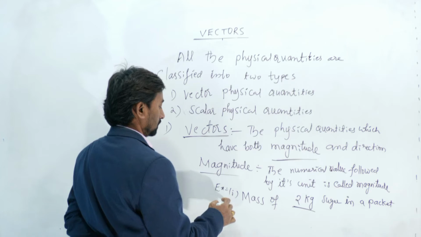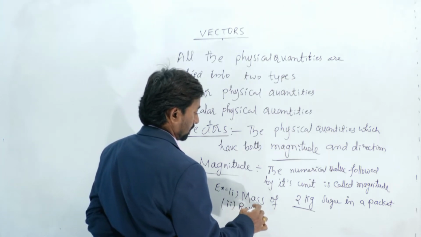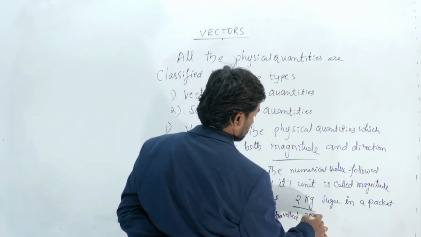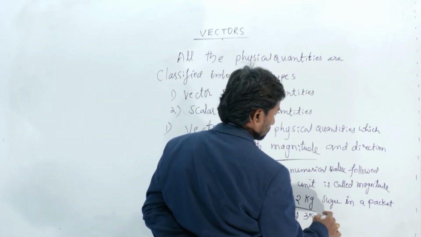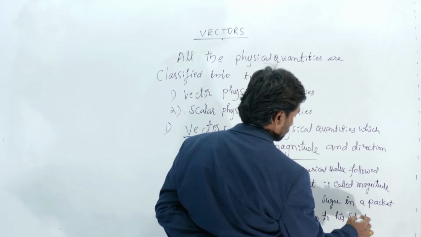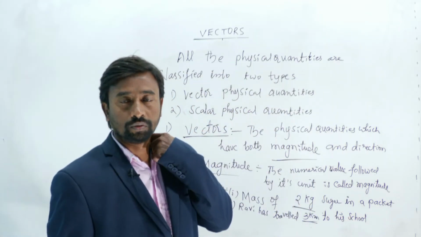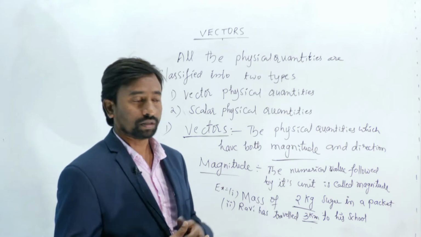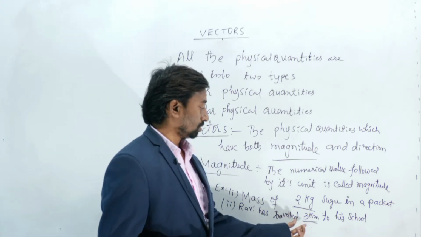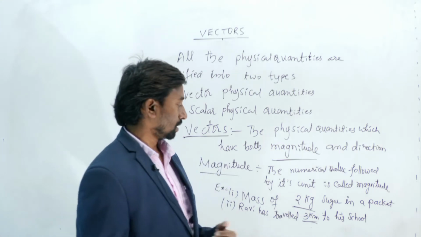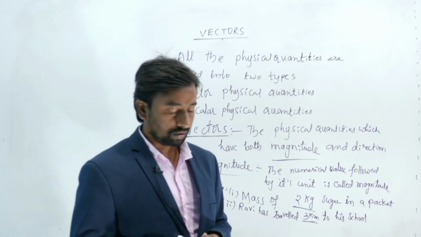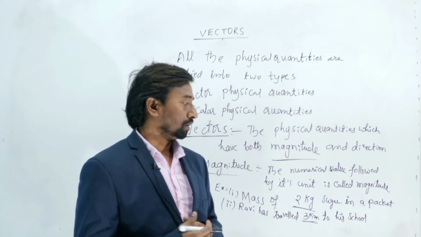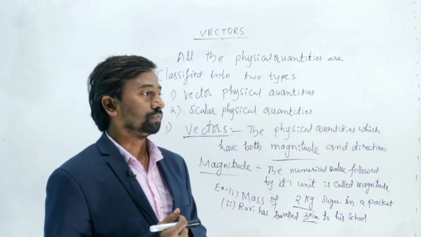Then suppose the length. Ravi has travelled 3 kilometers to his school. To go to the school, he needs to travel 3 kilometers. Here length is expressed in terms of magnitude, that is, a numerical value followed by its unit. That is called the magnitude. Every physical quantity in our day-to-day life has its magnitude, and some of the physical quantities have direction also.